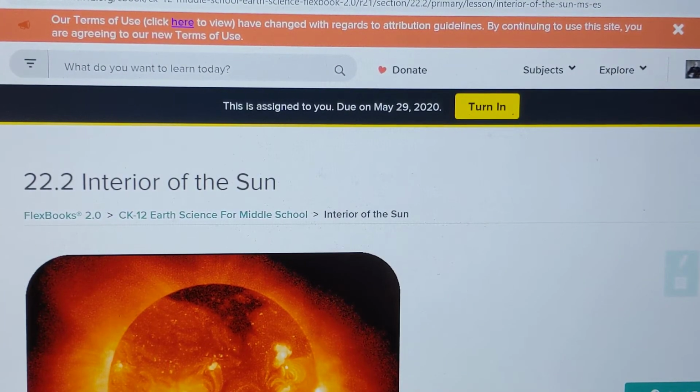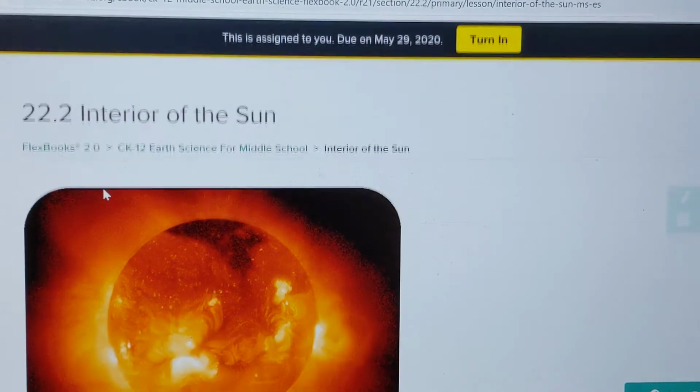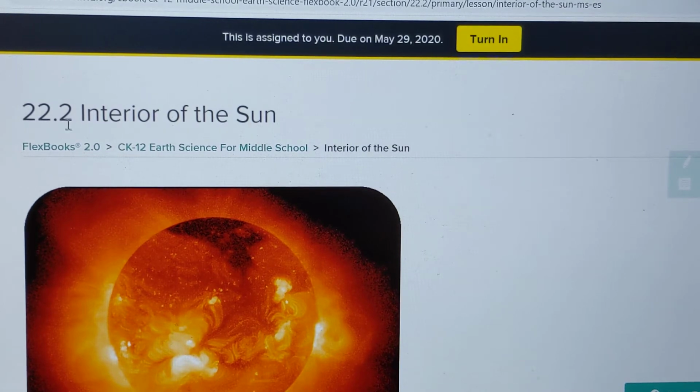Okay, now you see there's John Doe. There's his name. Here's turn it in. I'll turn that in later. Here's start practice. I won't do that just yet. I'm going to go through the lesson. So 22.2, interior of the sun. Remember, this is the second lesson here.